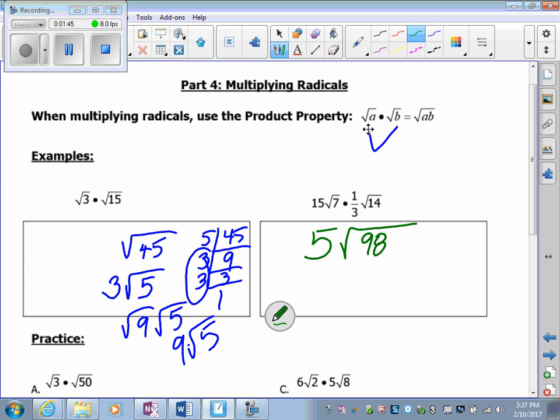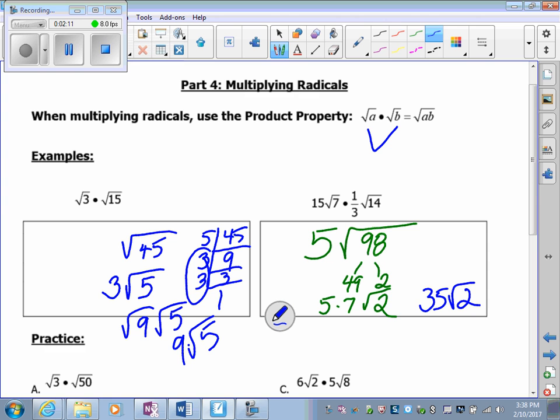You must simplify 98. 98 is not a perfect square, but I know it's 49 times 2. And we know that the square root of 49 is 7. So you would write it as 5 times 7 radical 2. Or your final answer would be written as 35 radical 2.